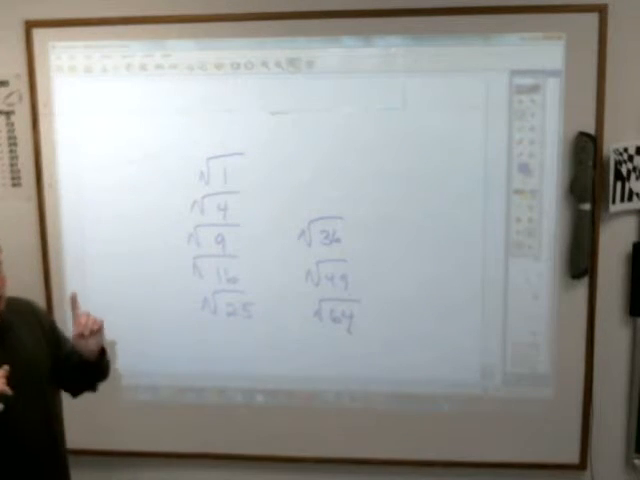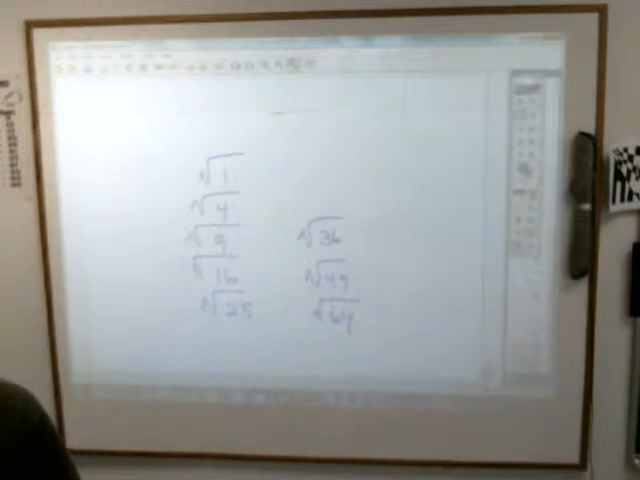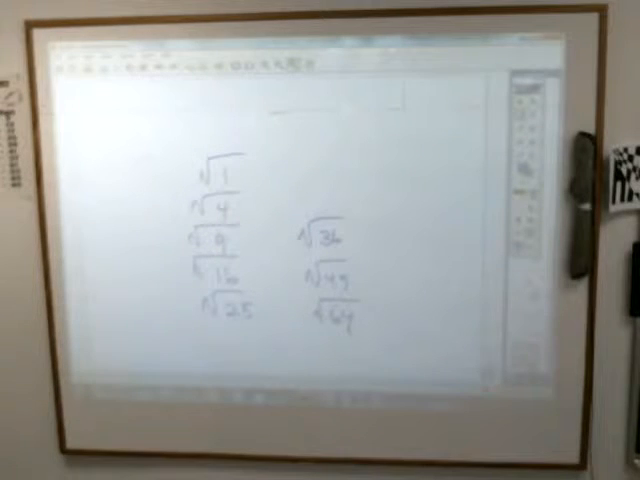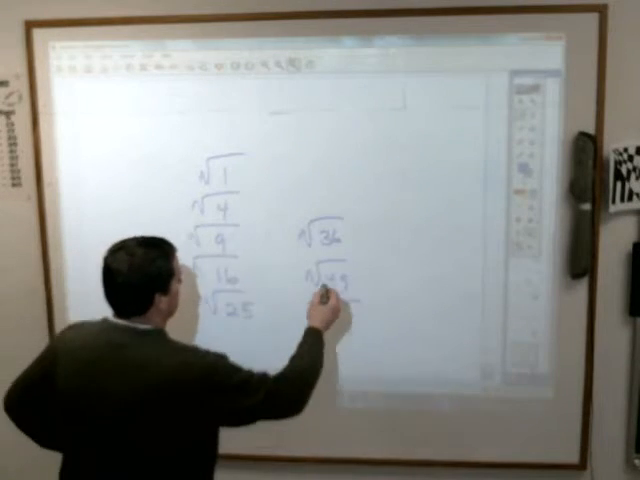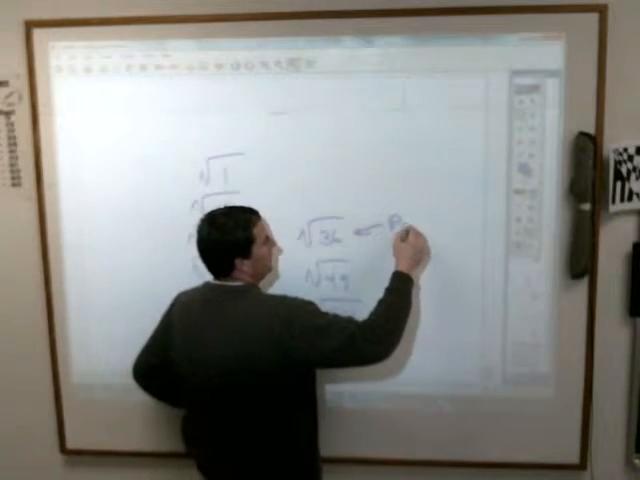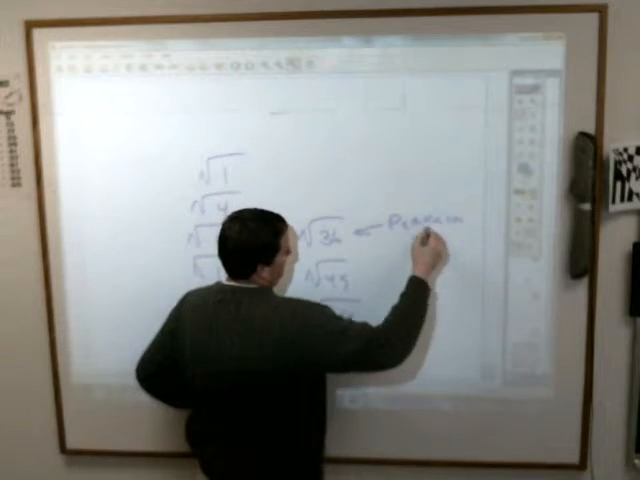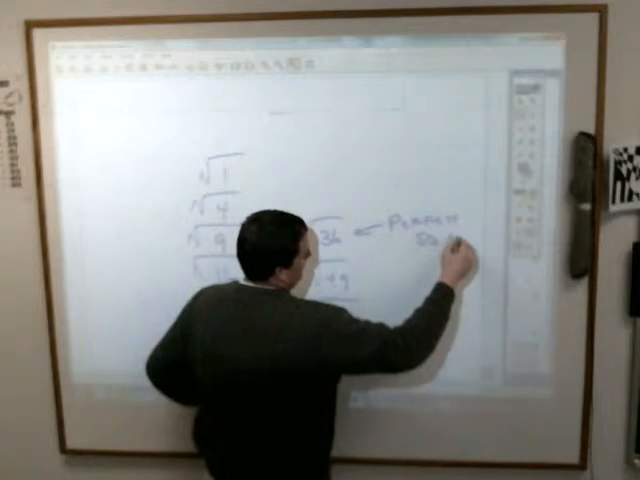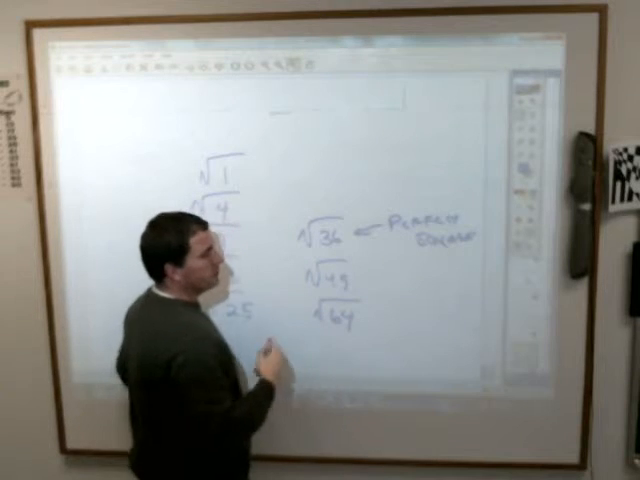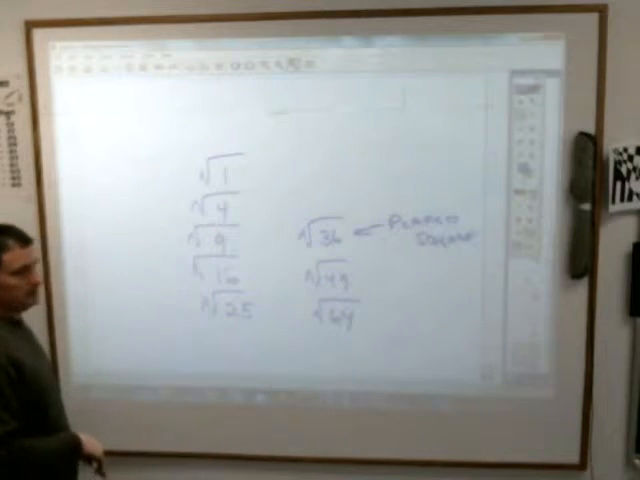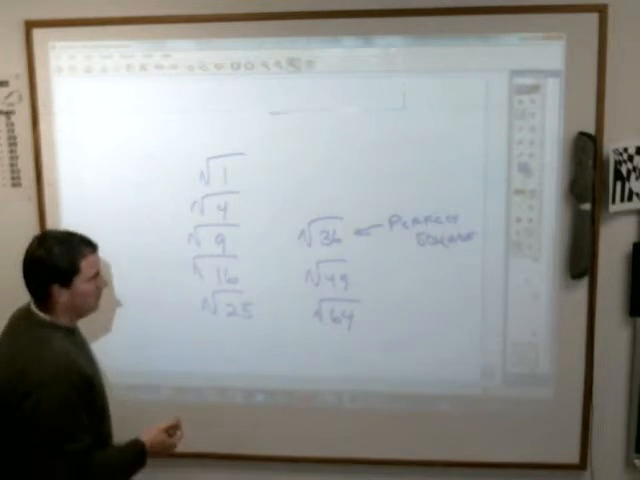All of the ones that do work out, every one that does work out, we call the perfect squares. These are the perfect squares because they work out nicely for us. But most square roots aren't perfect squares. For now they are for you, because the book will only give you those.